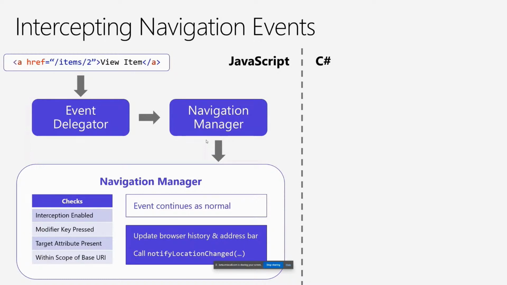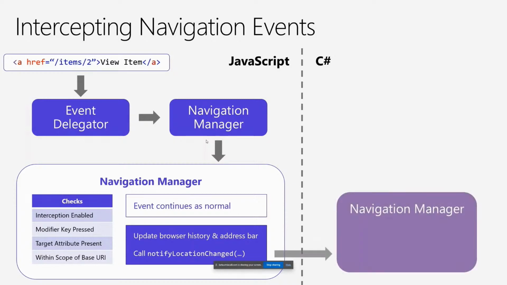So what this notify location changed function does is it actually invokes a callback that's registered when either the Blazor server or Blazor WebAssembly app boots up. And that's done in either the Blazor WebAssembly.js file or the Blazor server.js file. And that callback does the reverse interop, so it calls back into C#. So this is the point we cross the divide from JavaScript to C#.